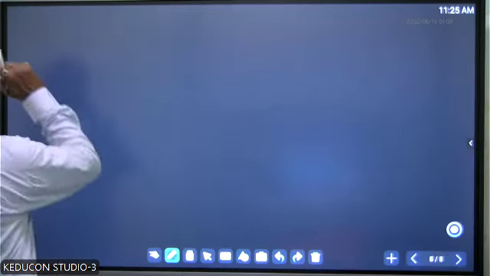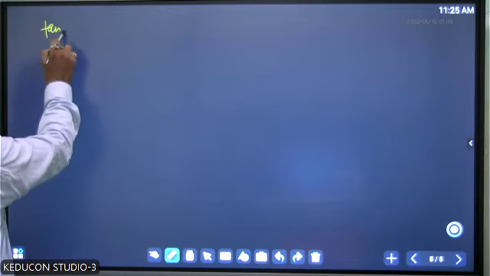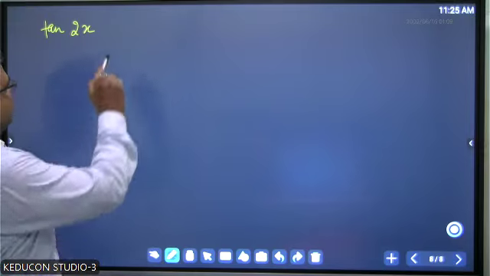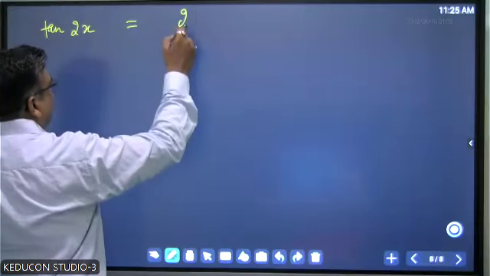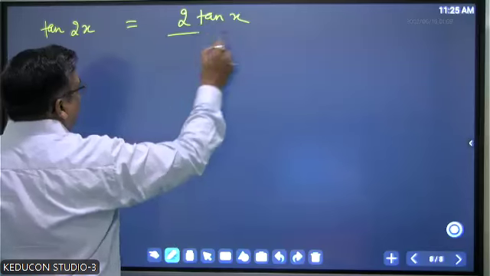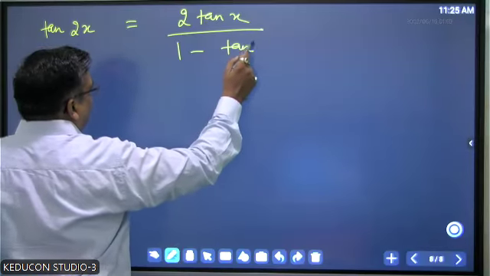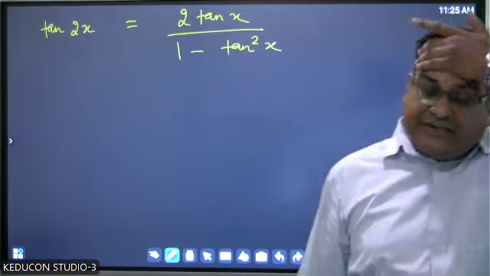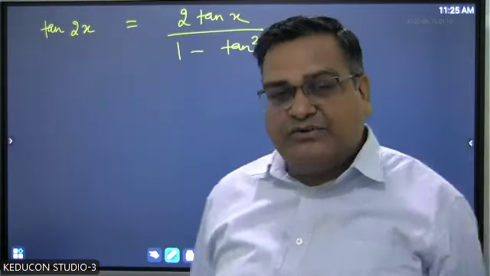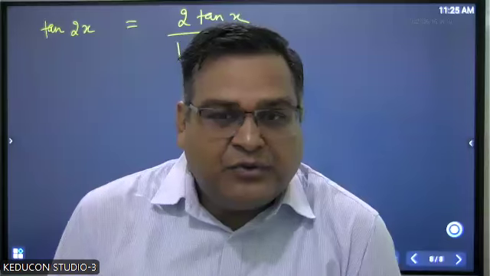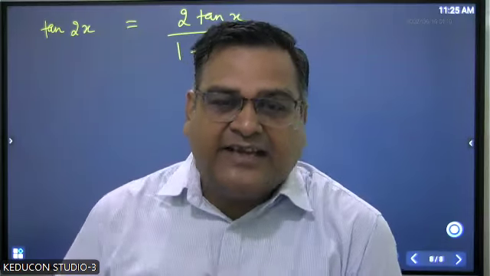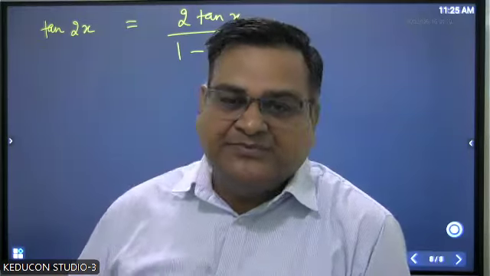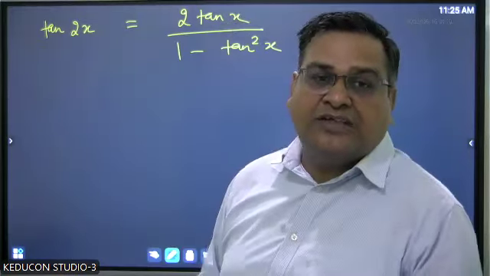Now, after this, we have the formula for tan 2x. Right, students? So what is tan 2x? This is 2 tan x over 1 minus tan square x. Now, students, these multiple angle formulas which we have done, can you tell me how we have come to these conclusions? If you know the first 6 formulas, that is sine a plus b, sine a minus b, cos a plus b, cos a minus b, these formulas are the product of those formulas.